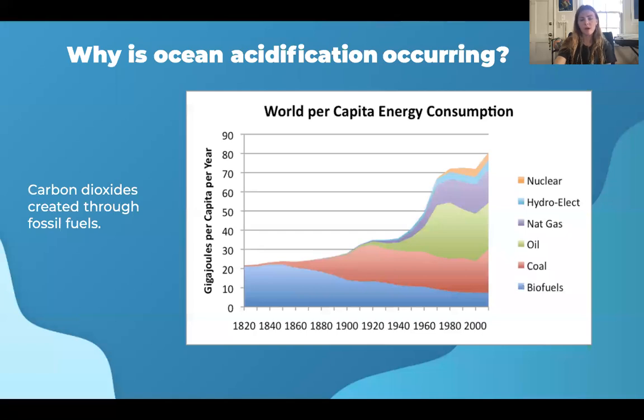So why is ocean acidification occurring? It's occurring mainly because of the increase in carbon dioxide concentration in the atmosphere. And that's because our world per capita energy consumption is increasing, like you can see in this graph. And that's because these natural resources, when we burn them, they produce CO2.